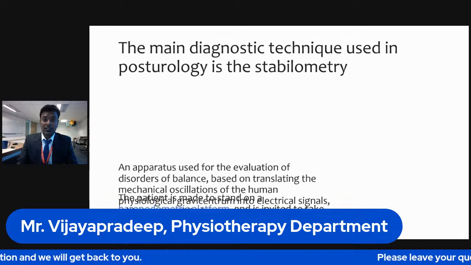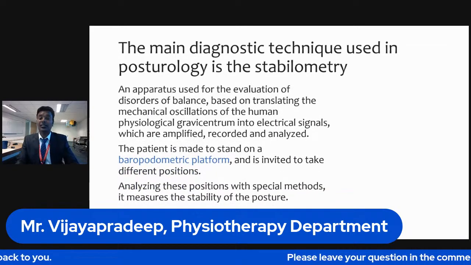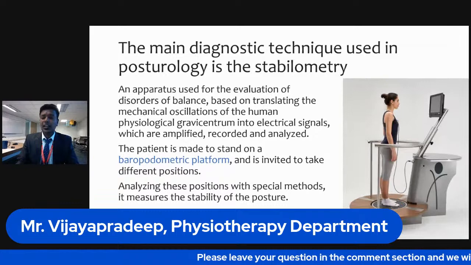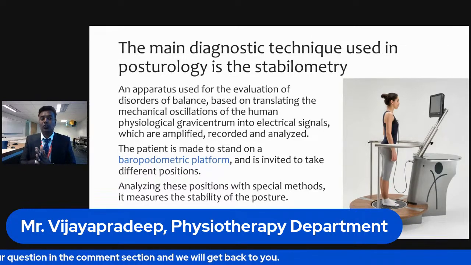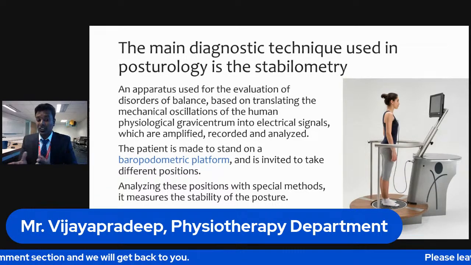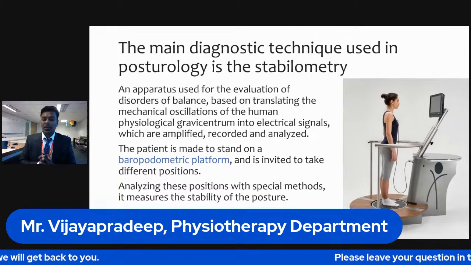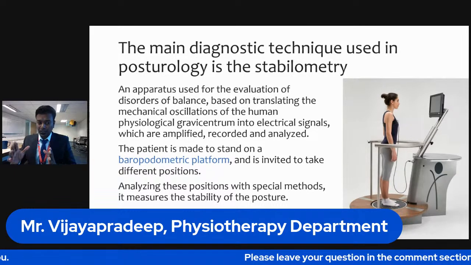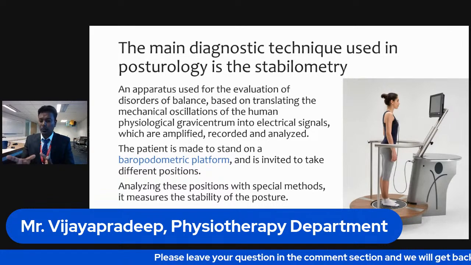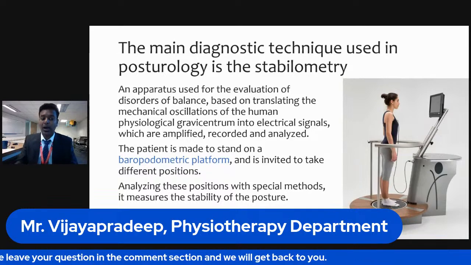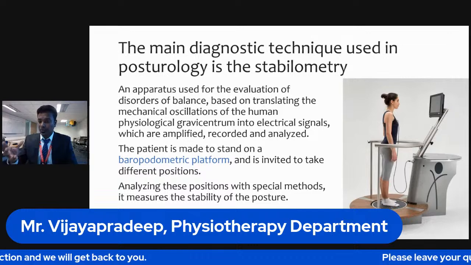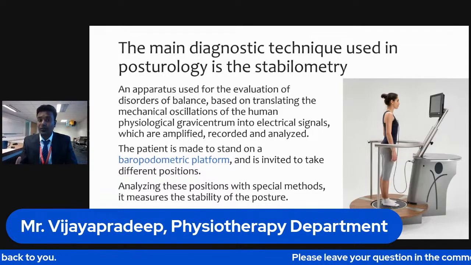Stabilometry is the technique that evaluates the stability of the person. It is an apparatus used for the evaluation of disorders of balance based on translating the mechanical oscillations of the human physiological gravicentrum into electrical signals, which are amplified, recorded, and analyzed. The person will be standing on a platform, and the platform is designed as a baropodometric platform, which measures the amount of force that is being received from the person.